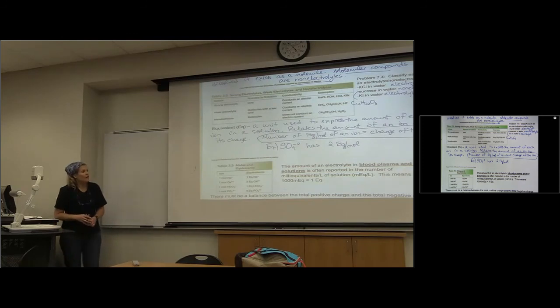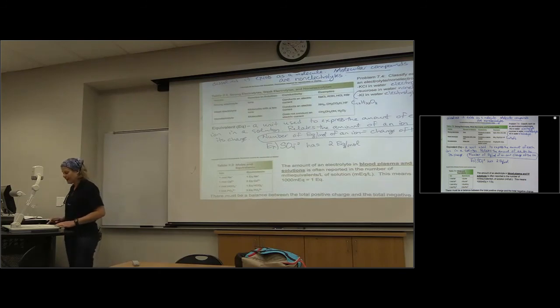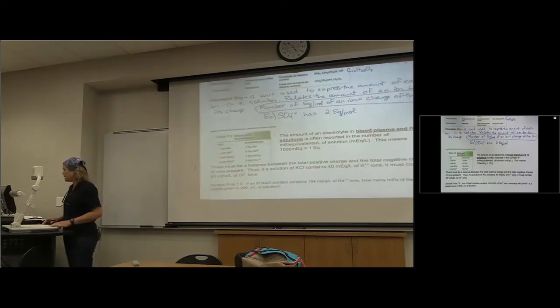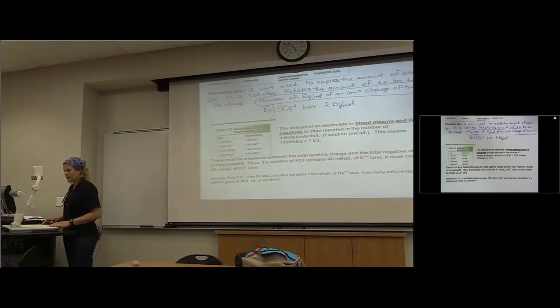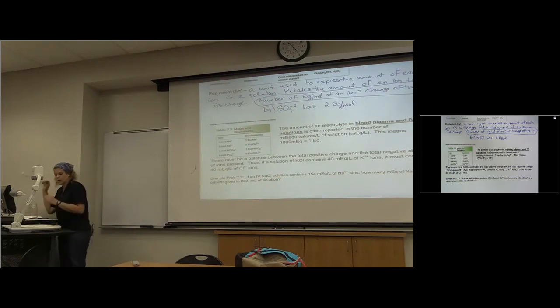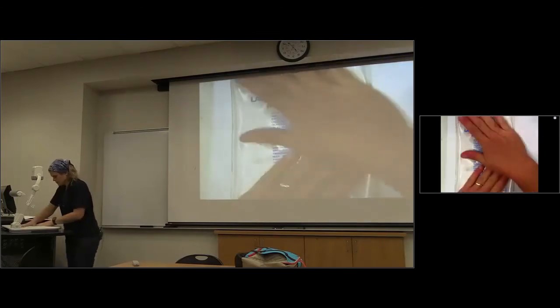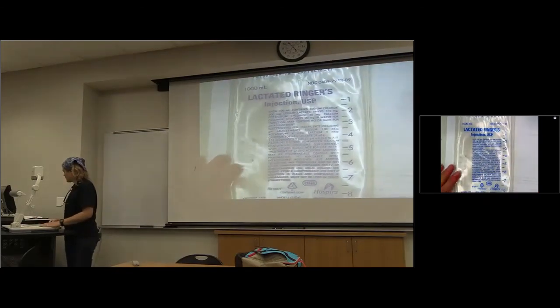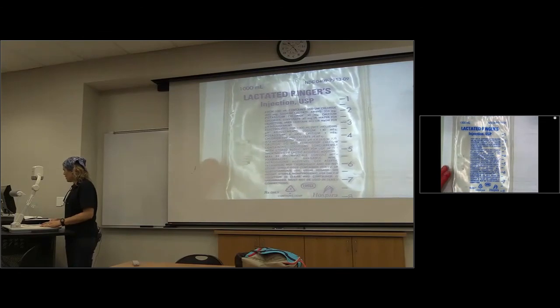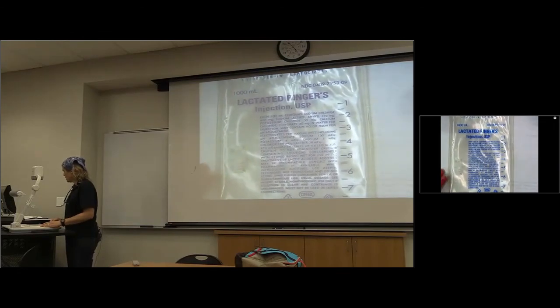The amount of an electrolyte in blood plasma and IV solutions is often reported in the number of milliequivalents per liter of solution. And 1,000 milliequivalents is equal to 1 equivalent. Let me show you what we're talking about, and then we'll look at these examples. So, lactated Ringer's solution.